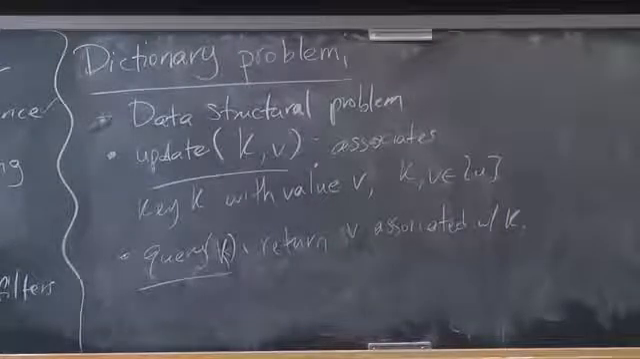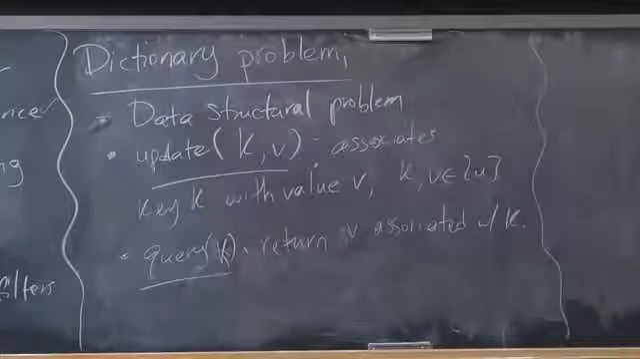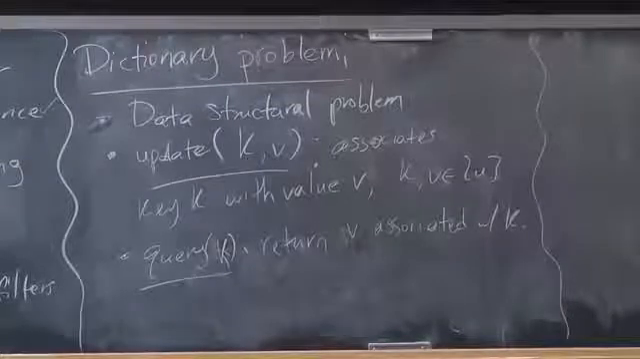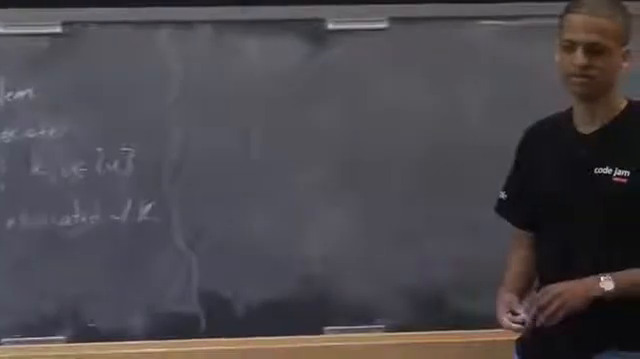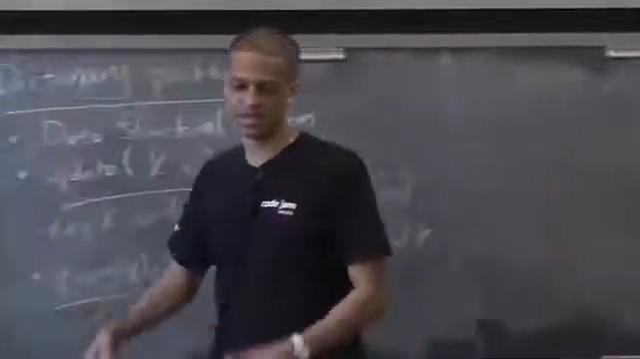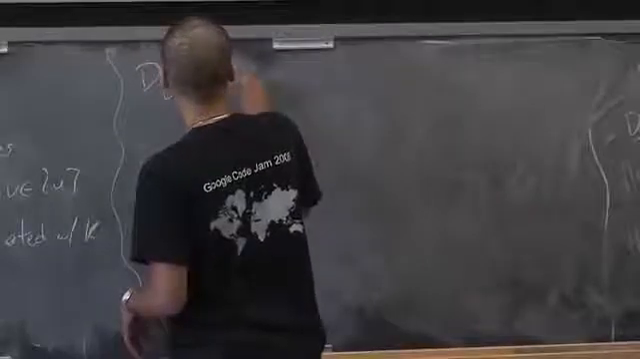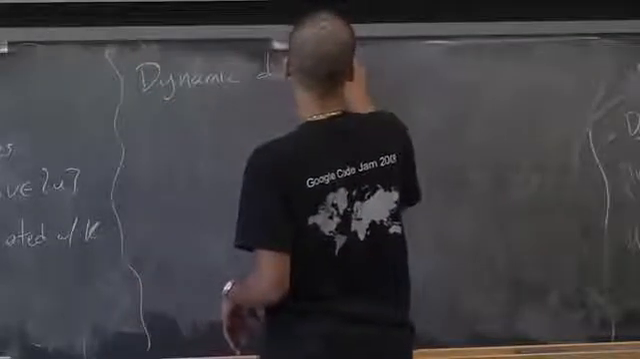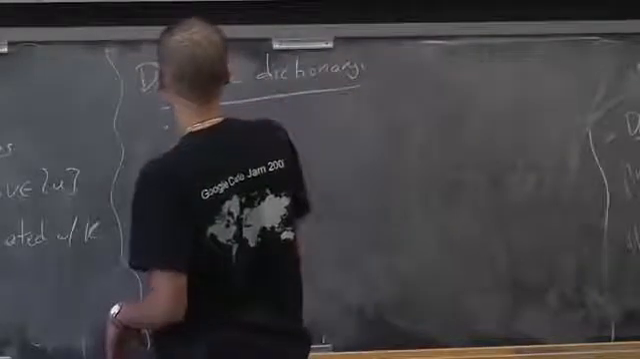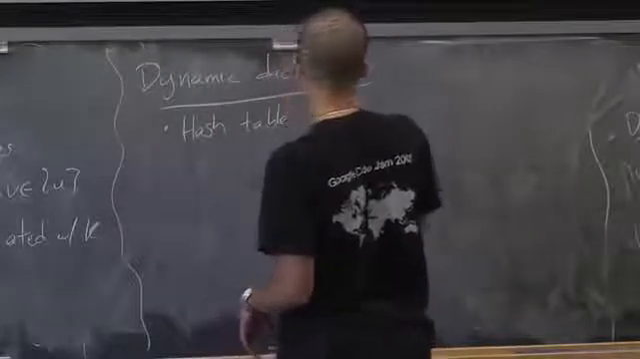I covered this in 124. I'm not going to go through the analysis again. If you want to read more details, I'll augment the notes to include links to what you can read. So how can you solve the dictionary problem? There's the dynamic and there's the static dictionary problem. For the dynamic dictionary, you can do hash tables with chaining.